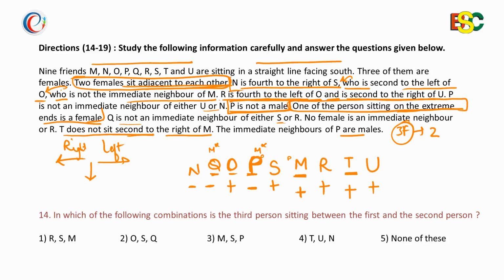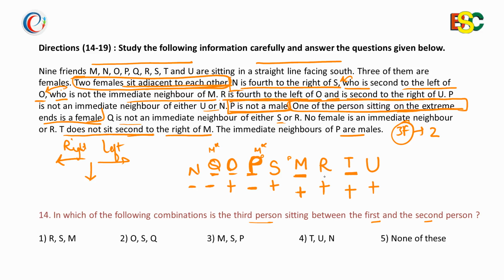Now it has become easy. Questions 14 to 19 become easy for you. Let me tell you how. In which of the following combinations is the third person sitting between the first and the second person? Here you have to find the combinations. These options are combinations of 3 people, and you have to mark as the answer the option where the third person is sitting between the first and the second person. Let's see. The third has to sit between the first and second.